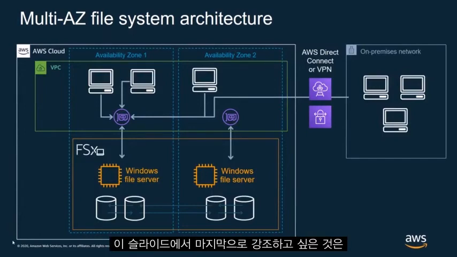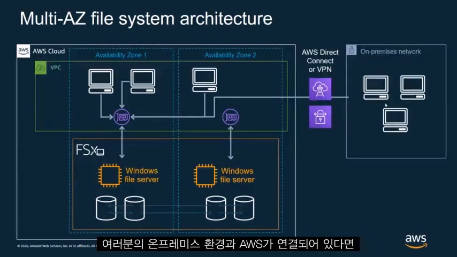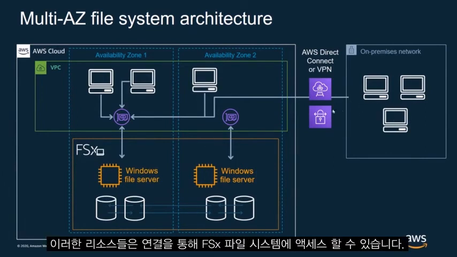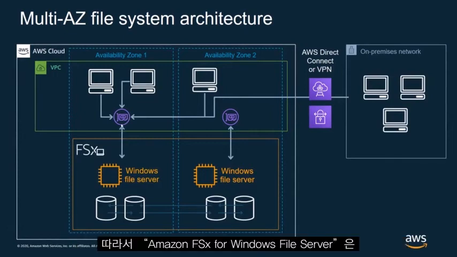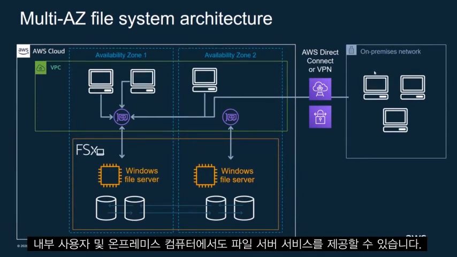The last thing I wanted to highlight on this slide is that if you have on-premises servers or systems or users, and you have connectivity between your on-premises environment and AWS, either via, for example, Direct Connect or VPN, those resources can access the FSx file system also across that connectivity. So Amazon FSx for Windows File Server can provide file server services not only to instances running in AWS, but also your users and computers on premises as well.